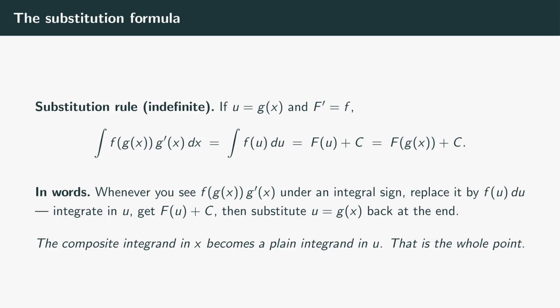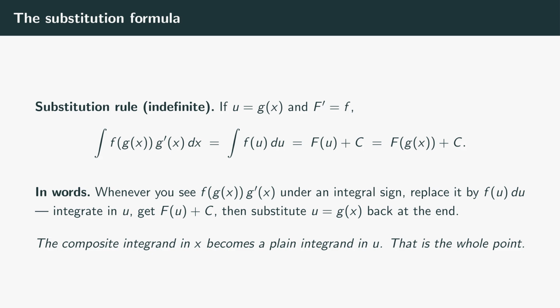Here's the punchline, packaged. If your integrand has the shape f of g of x times g prime of x, then the integral equals, by the calculation we just did, the same integral with u equals g of x written in and du in place of g prime of x dx. So the messy x integral becomes a clean u integral.